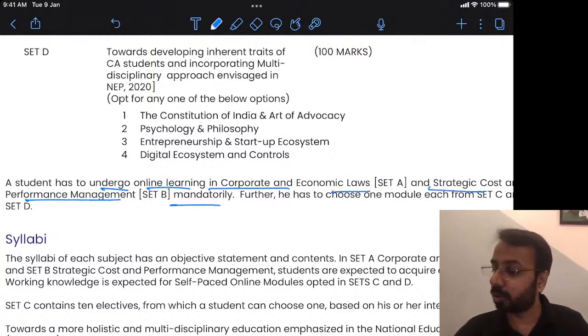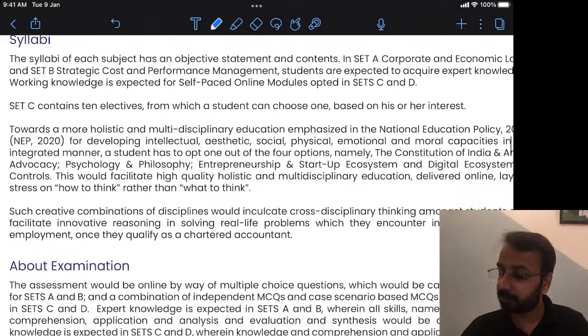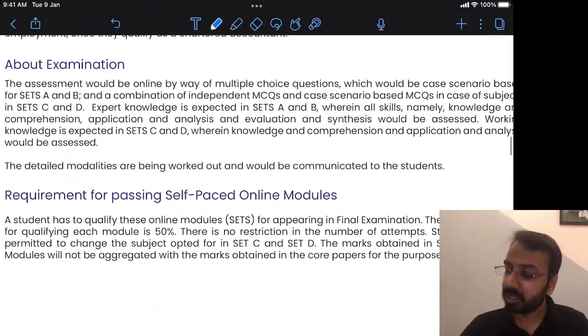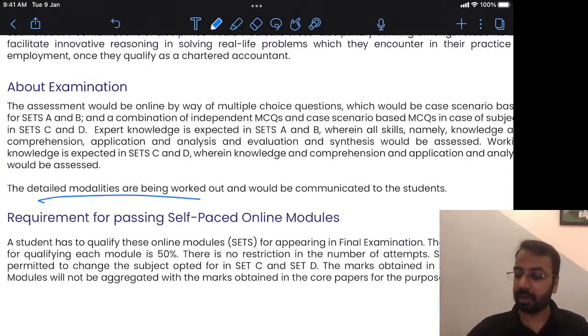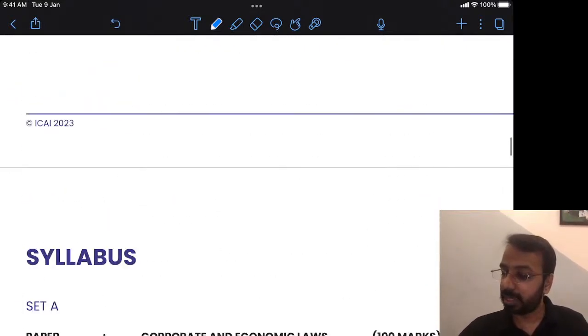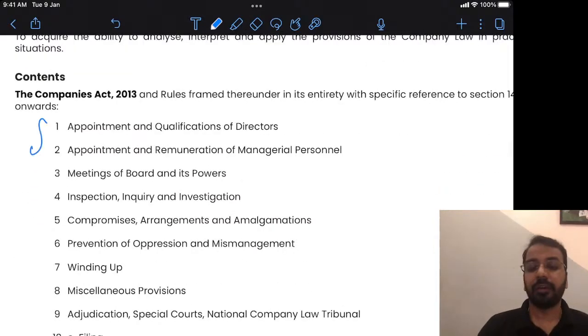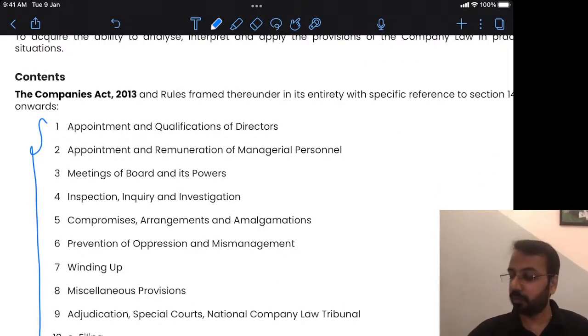Further, he has to choose one module from each set C and set D, and the syllabus has been given. The detailed modalities are being worked out. So once they announce, we will also get the clarity on that. Now here you can see corporate and economic laws. So almost all the sections which were there as a part of CA final have been moved here.